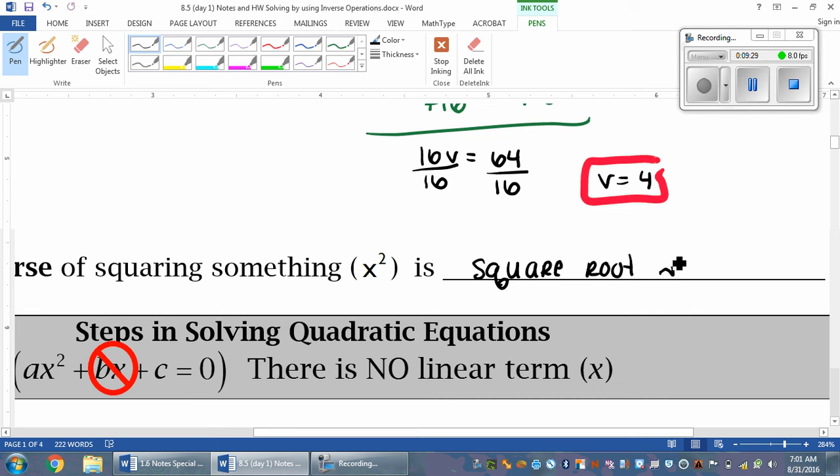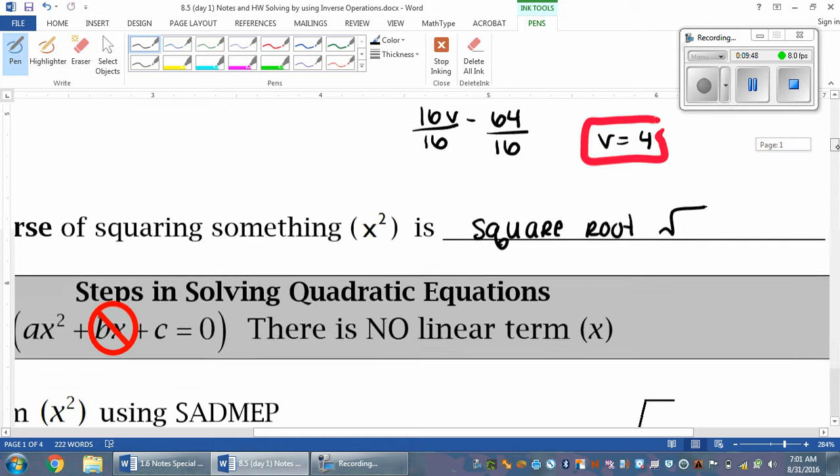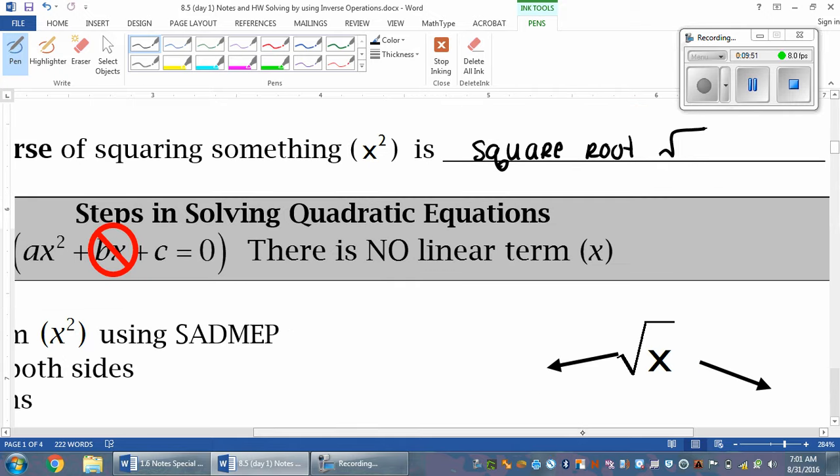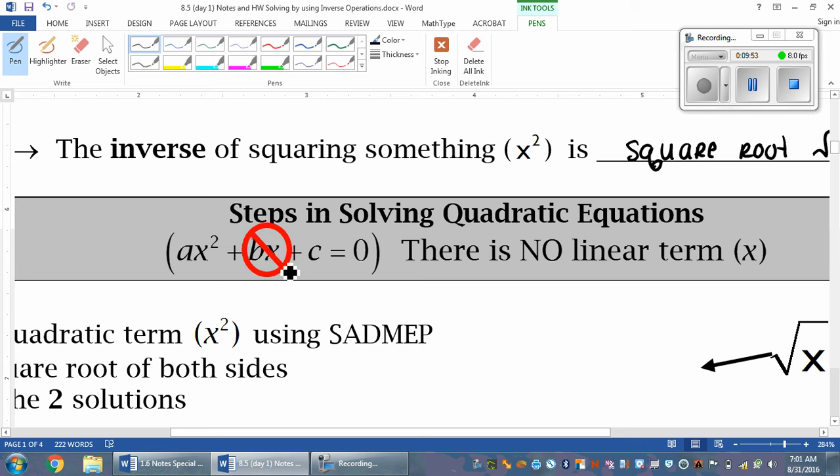The square root is this symbol. You should have already seen it on your calculator. Remember, the inverse of adding is subtracting. The inverse of multiplying is dividing. The inverse of squaring anything is square rooting. We are only going to use what I like to call the square root method when there is no linear term. It's going to be really important today to notice if there's a linear term. Remember, the linear term is just the term that has x to the first power.